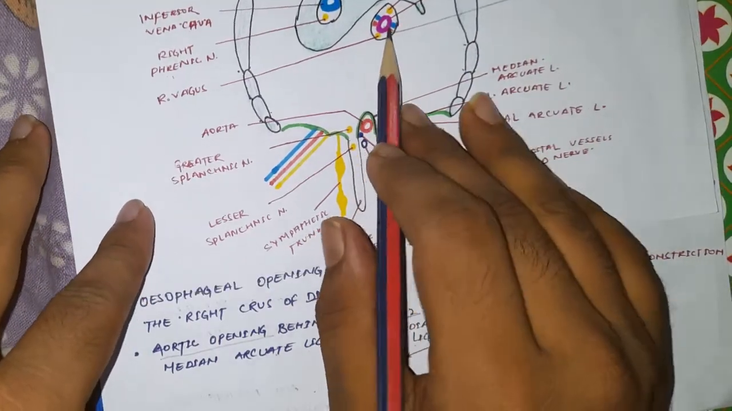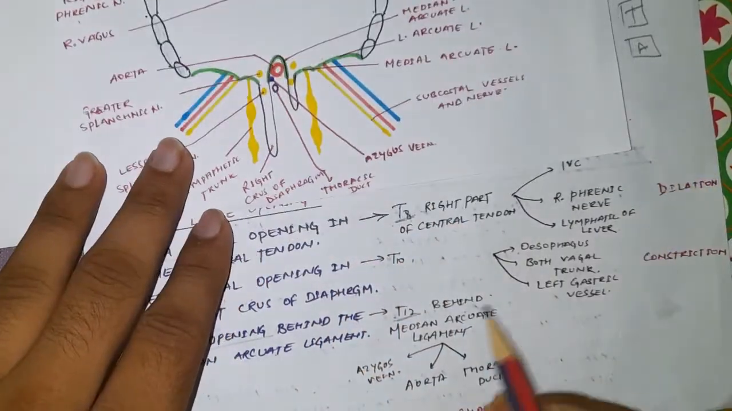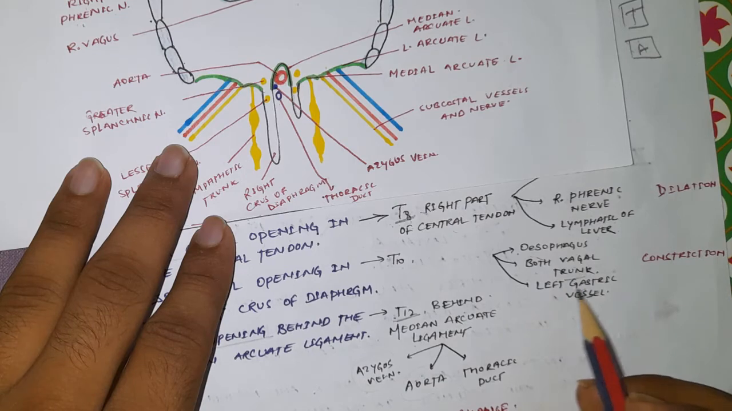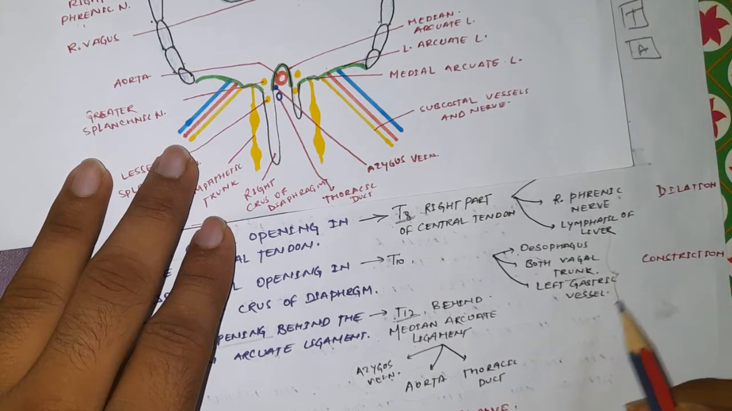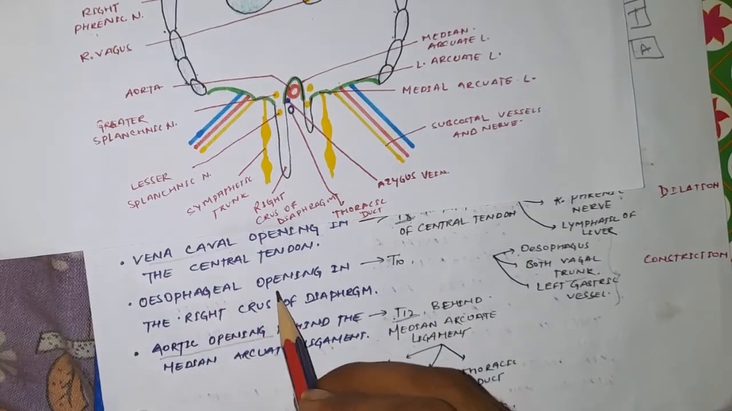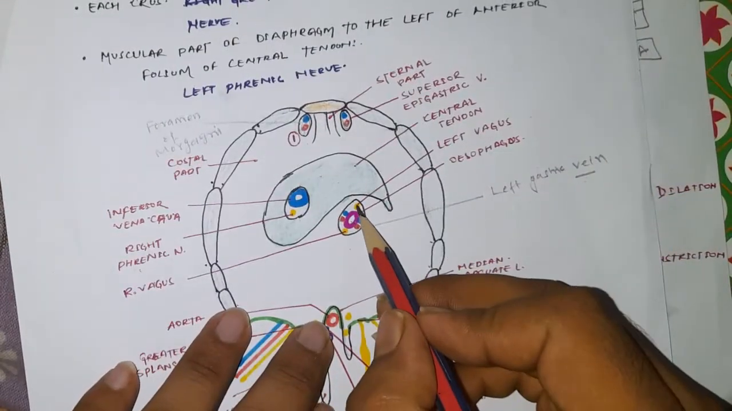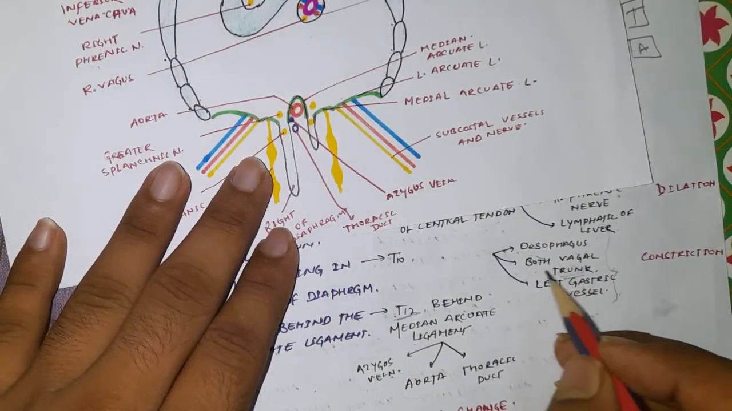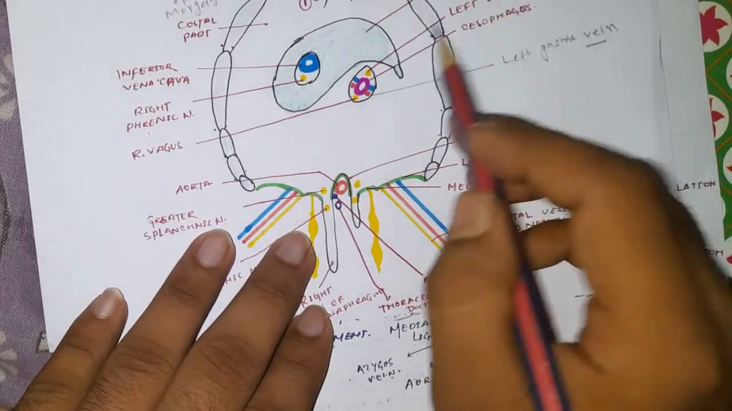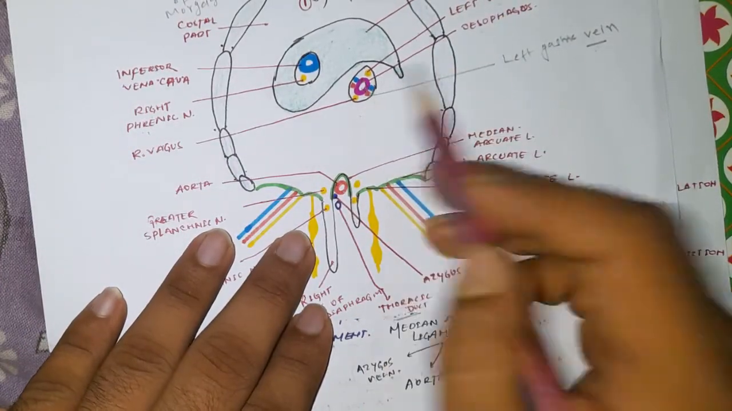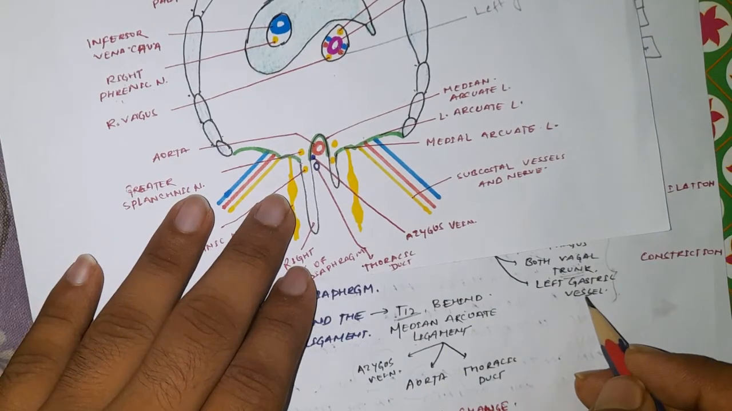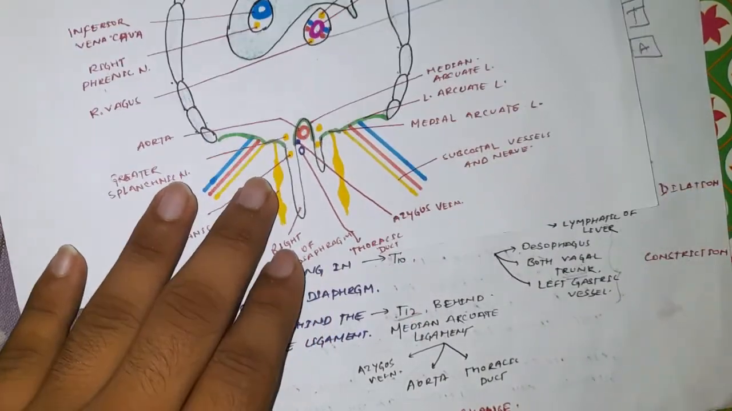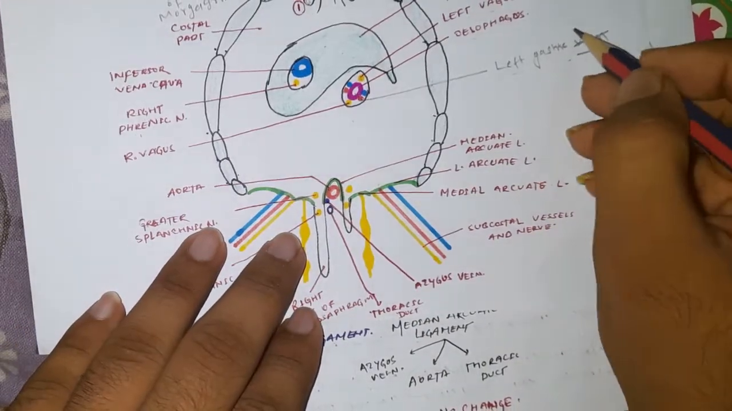In this opening, we see the oesophagus, the vagal trunks, and the left gastric vessels. These three structures are present in the oesophageal opening. In the diagram, this is the left vagus and right vagus, the vagal trunks, both right and left. This is the oesophagus, and last is the left gastric vessel. Here the left gastric vein or vessel is also present.